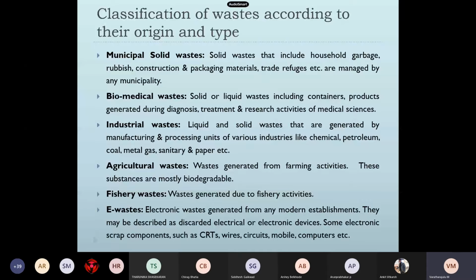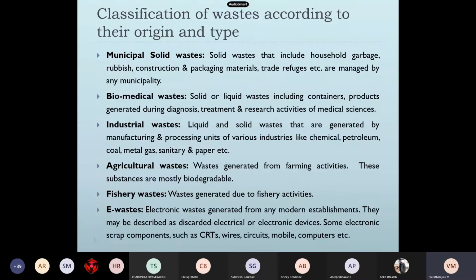Still, we need to make sure it is biodegradable. What happens sometimes is we won't allow it to degrade, so it might create some unnecessary soil pollution. What we need to do is make sure it is degradable. So that is the issue.